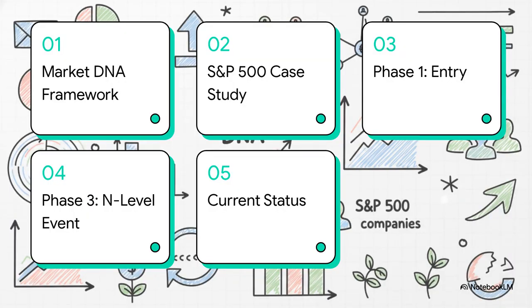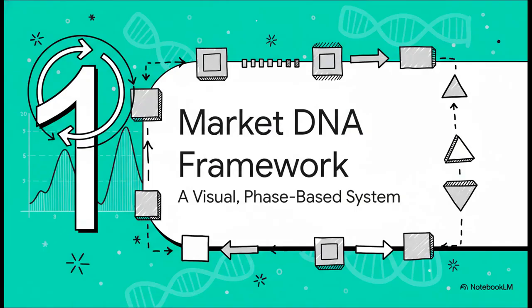Okay, so here's the plan for this breakdown. First, we'll get a handle on the Market DNA framework itself. Then, we'll jump right into that S&P 500 case study. We'll look at Phase 1, the entry and planning. Then we'll see a key event that took place in Phase 3. And finally, we'll check in on where the cycle stands right now. All right, let's start with the basics.